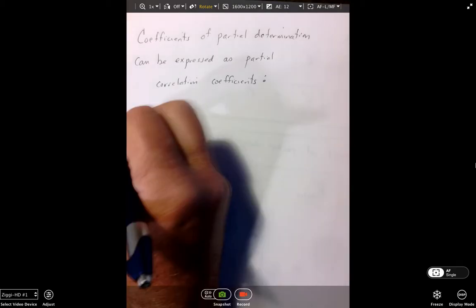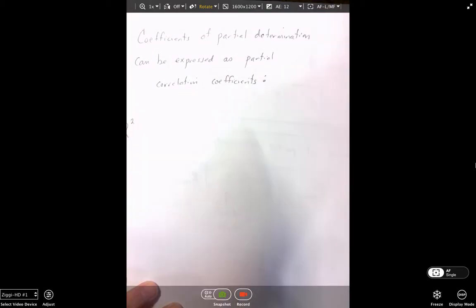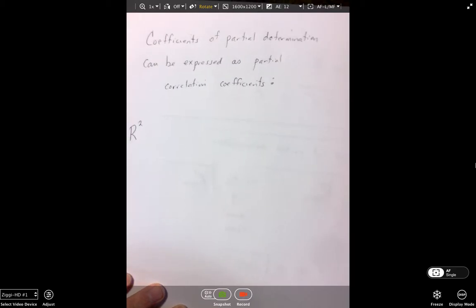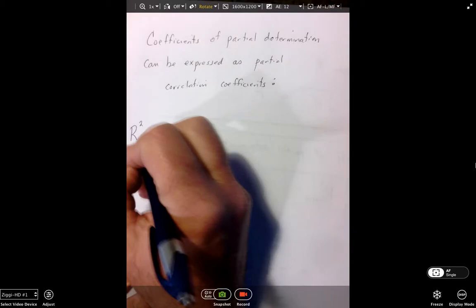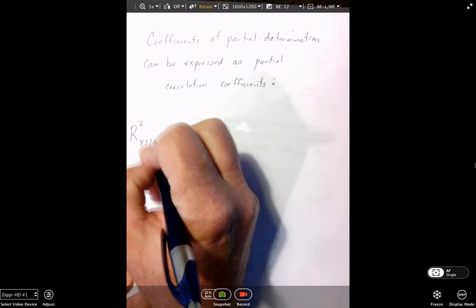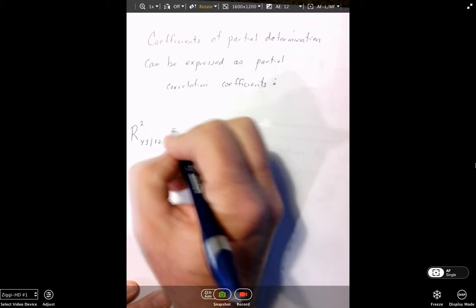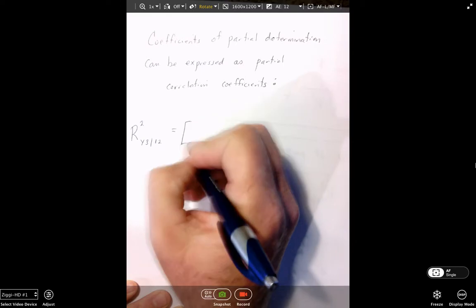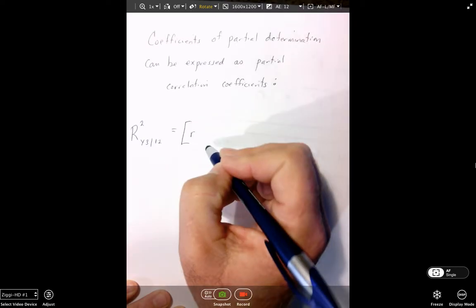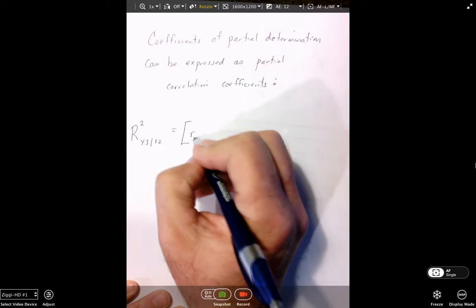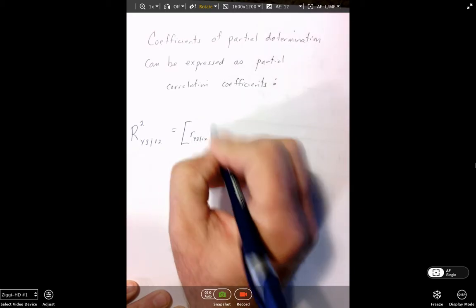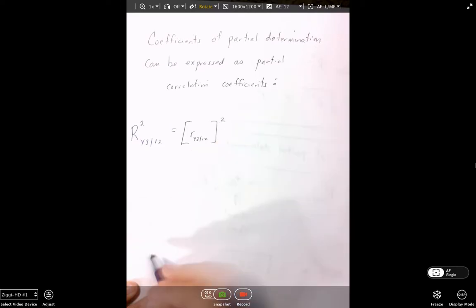So, guys, in our case, when we have the coefficient of the partial determination, just over here where you can see it, for y adding 3 for the model 1 and 2, when variables 1 and 2 are in, we can look at this as the correlation of y3.12 quantity squared.